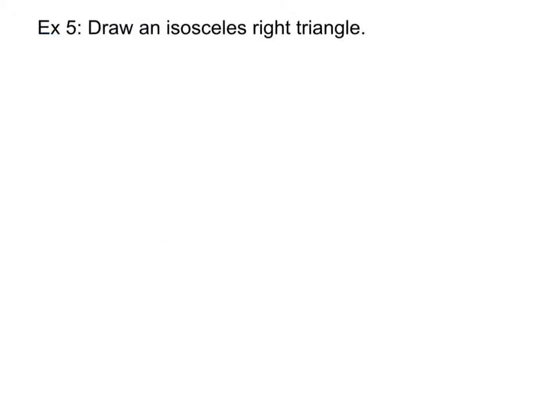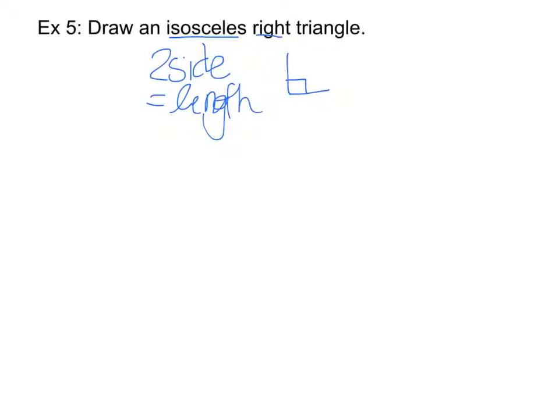Example 5 says draw an isosceles right triangle. These 2 words right here tell us very important information. Right means we have to have a right angle, a 90-degree angle. Isosceles means 2 sides the same length. Okay, so we put those together. We're going to have 2 sides the same length, and we're going to have a 90-degree angle. Let's draw that.